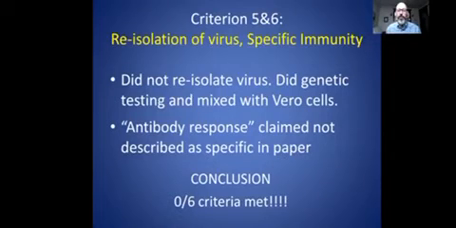So this is what I would consider a fraudulent paper, because they cannot provide any evidence to back up any of the claims they made in their paper, and it's very, very misleading.